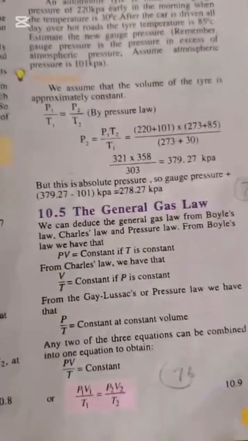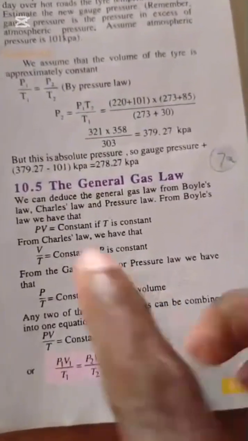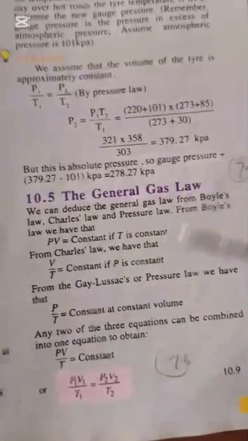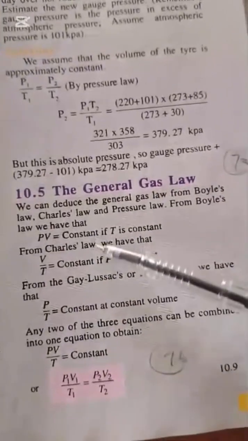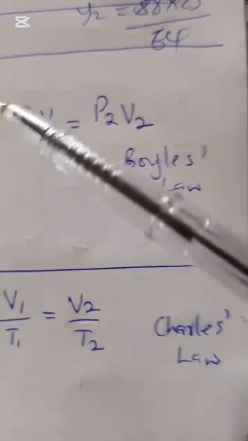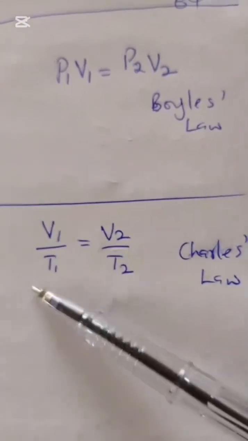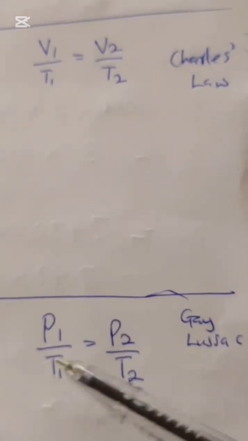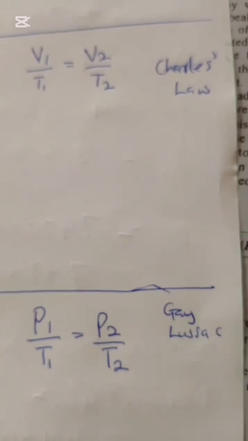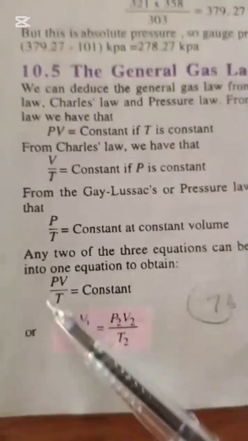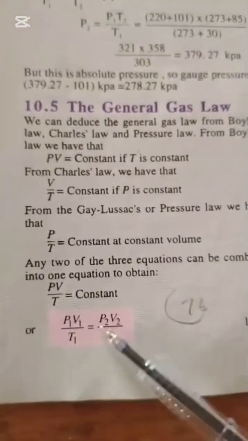We can bring all these laws and equations together in the general gas law, also known as the combined gas law. When you combine Boyle's law, Charles's law, and Gay-Lussac's law: mathematically, Boyle's law is P1 V1 is equal to P2 V2. Charles's law is V1 over T1 is equal to V2 over T2. And Gay-Lussac's law is P1 over T1 is equal to P2 over T2. Bring all these three together, and you can combine them to have P1 V1 over T1 is equal to P2 V2 over T2. This is known as the general gas law or the general gas equation.